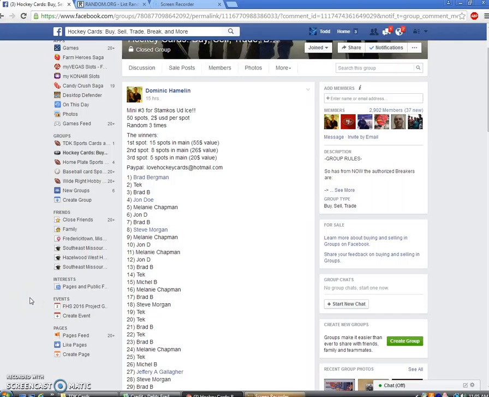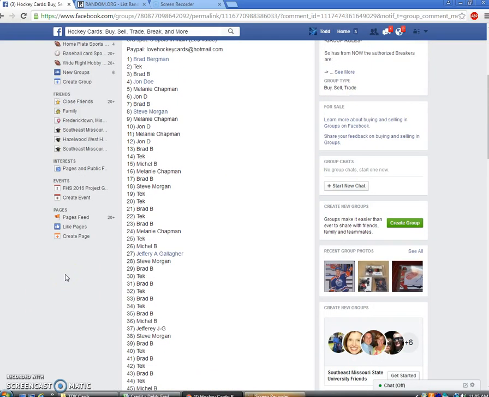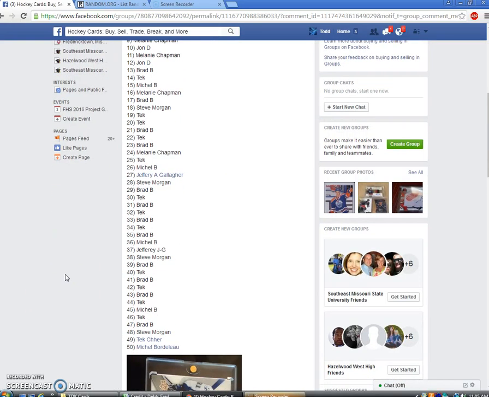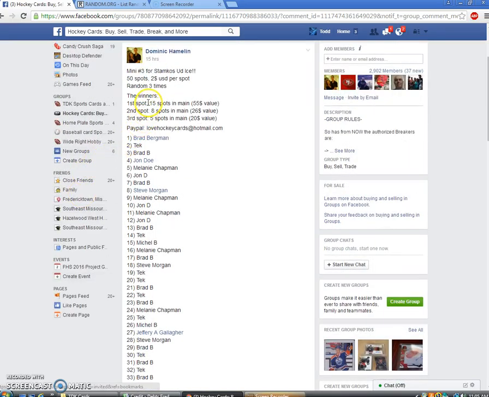All right, guys, here we have it. This is Dominic's mini, number three for the Stamkos Upper Deck Ice. We have 50 spots here, I believe. Brad is one, Michael is 50. It says we're going to randomize it three times.